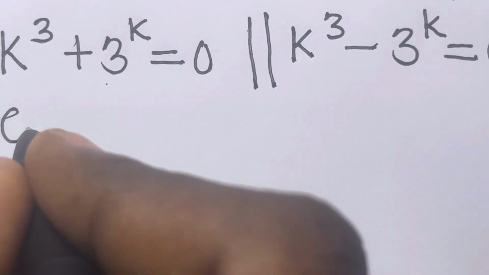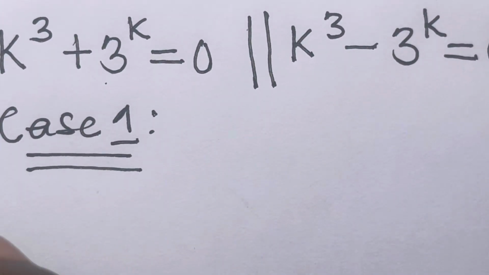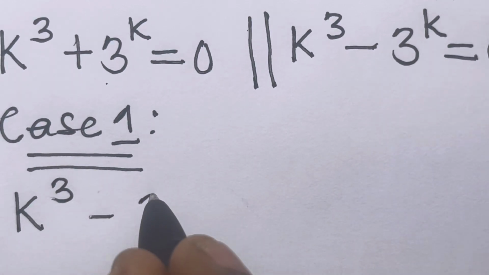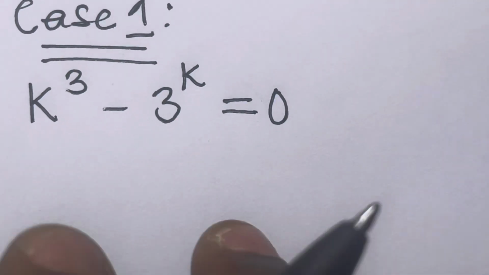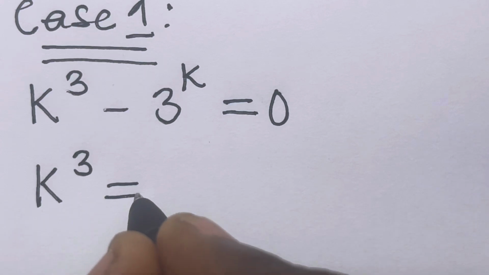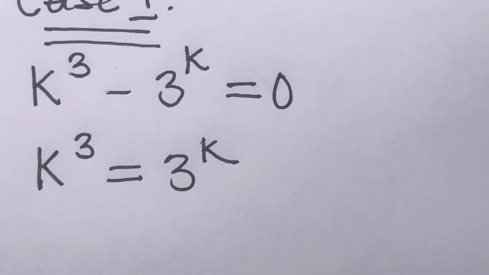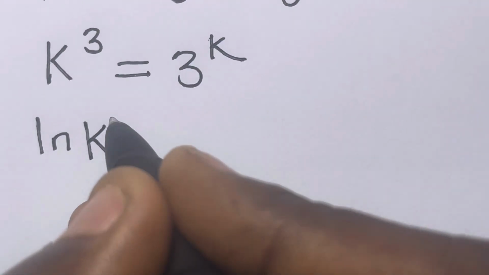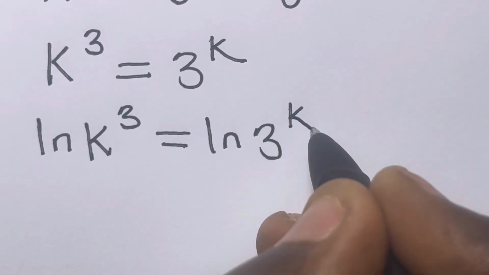So we have case 1. We have k raised to power 3 minus 3 raised to power k equal to 0, right? Let's transfer this to the other side. So we have k raised to power 3 equals 3 raised to power k. From here, we can introduce ln to both sides so that we have ln k raised to power 3 equals ln 3 raised to power k.